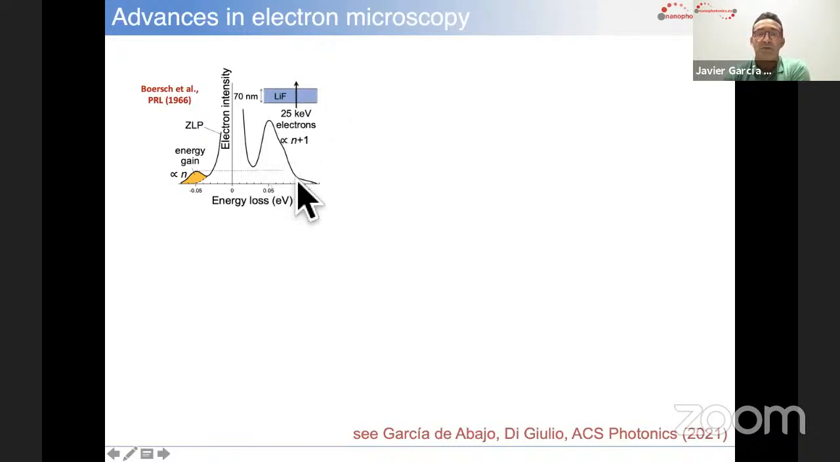You can see energy losses produced by electrons that have generated phonons in lithium fluoride, but also energy gains. And these are coming from electrons that are gaining energy from phonons that are already excited. At these energies, phonons can be thermally populated. So the electrons can pick up some phonons and get accelerated, and that's energy gain, the energy gain side of the spectrum. Now, the ratio between gain and losses tells you what the temperature is in the sample.